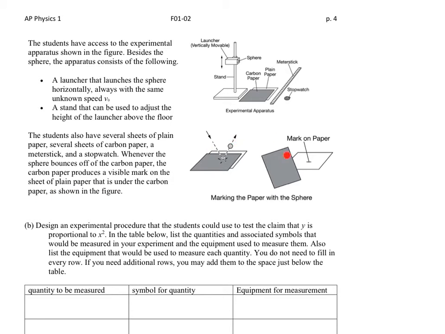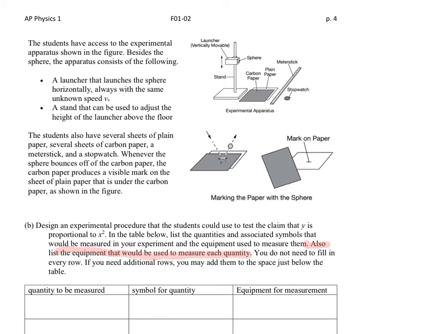So, a thing we had done with the projectile labs that we did. Design an experimental procedure that the students could follow in order to test the claim that y is proportional to x squared. In the table below, list the quantities and associated symbols that would be measured in your experiment and the experiment used to measure them. Also list the equipment that will be used to measure each quantity. You do not need to fill in every row. If you need additional rows, you may add them to the space just below the table. So this sentence is sort of redundant. They ask you for the equipment twice, but they only need you to say it once.